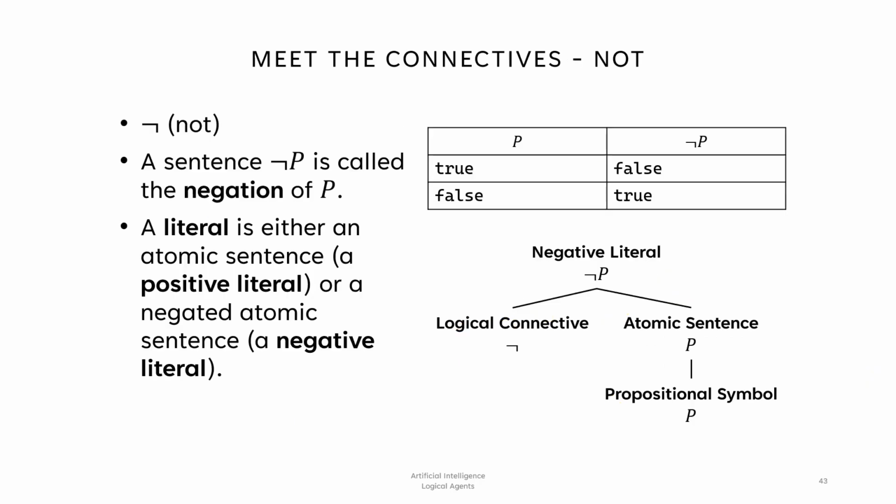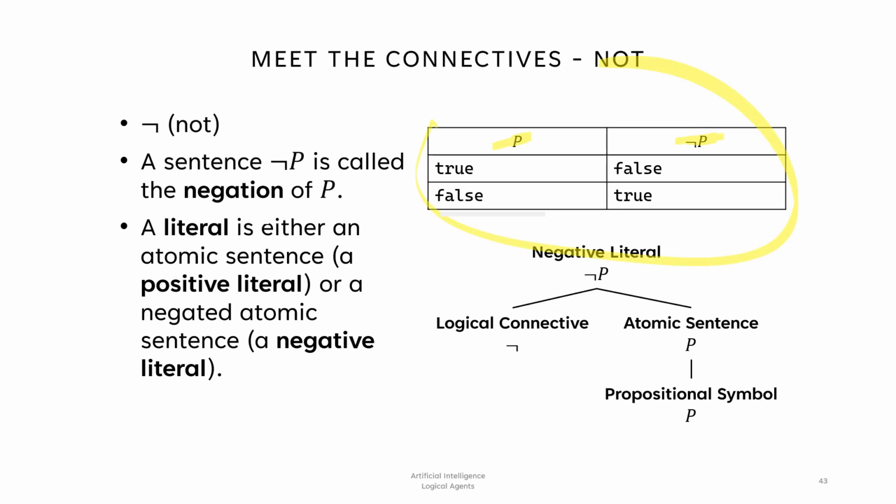So our first connective is not. This is just going to do the negation of a proposition symbol. And a literal is either an atomic sentence or a negated atomic sentence. So a positive literal or a negative literal. So this is a positive literal and this is a negative literal. And you can see it just flips the value.